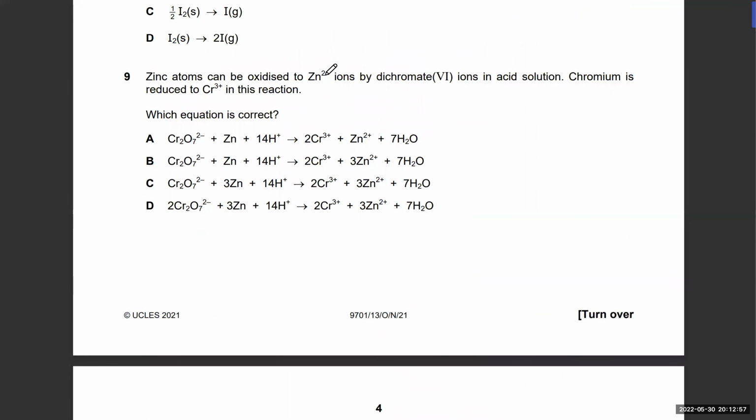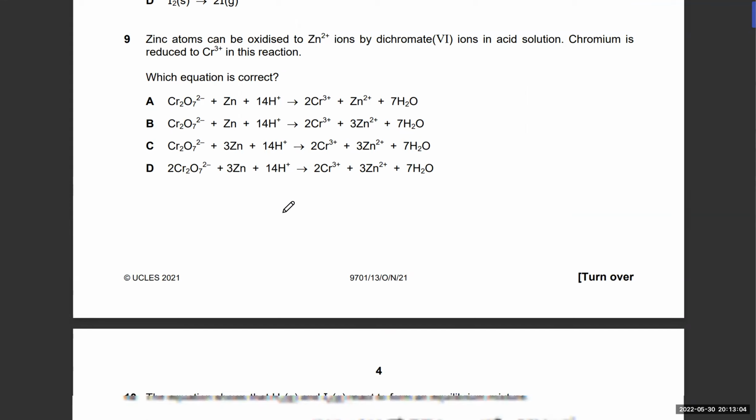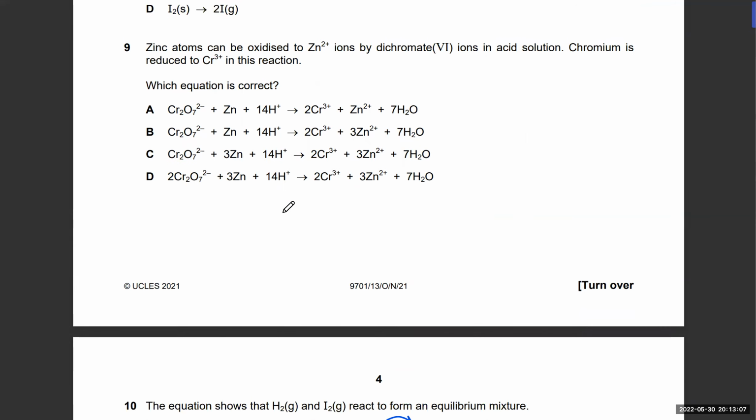So this one, number 9, the zinc ions, which are oxidized by dichromate(VI) ions. We basically have to come up with a balanced equation. Electrons gained and lost have to be equal. So Cr is +6, Zn is 0, Cr is +3, and Zn is +2. Zn goes from 0 to +2, so it lost 2 electrons. Cr goes from +6 to +3, so it gained 3 electrons, right? So what do I multiply both with? 3 with 2 and 2 with 3. So I need 2 Crs, and I need 3 Zns.